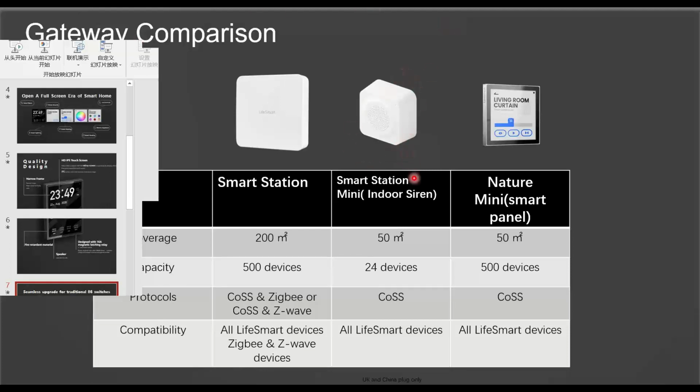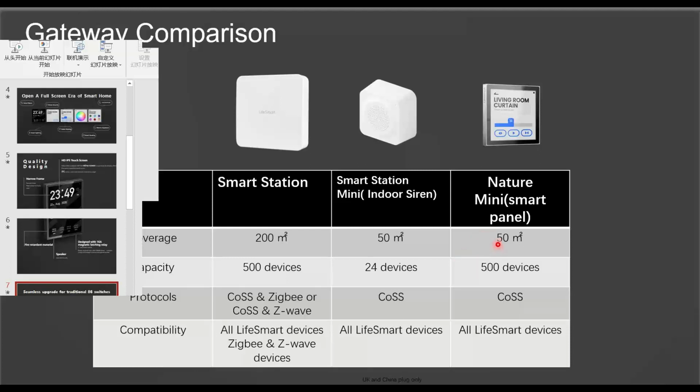And because we use a very powerful chipset inside it, the device capacity itself can reach up to 500 devices. The protocol at the moment is COS, and in terms of compatibility, all different kinds of LifeSmart devices can be paired to this Nature Mini Pad. And also, because we have done many integrations with third-party manufacturers, you can also use it to control Sonos, those smart speaker systems.